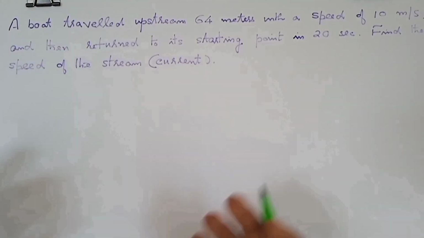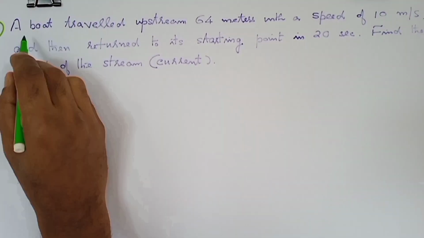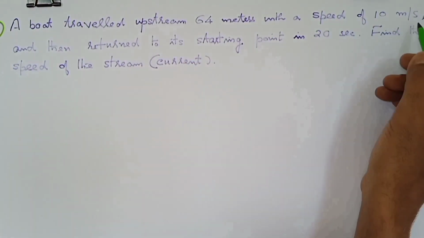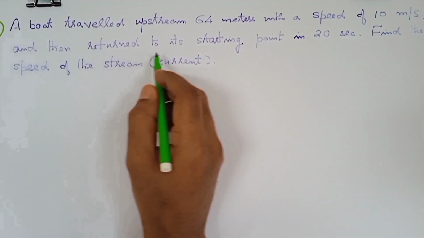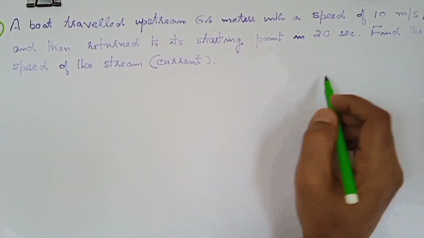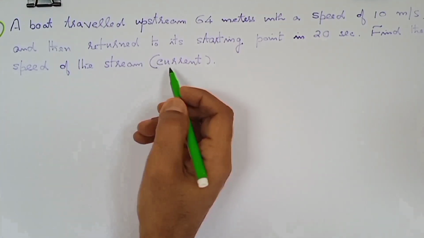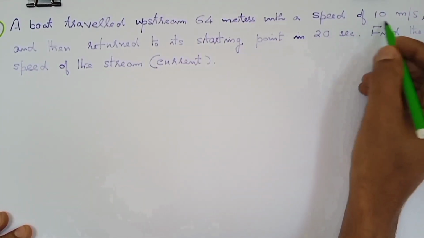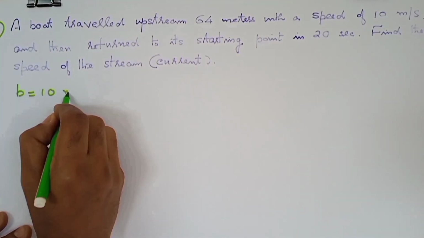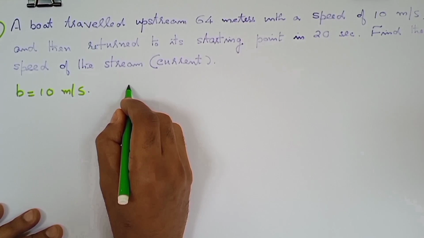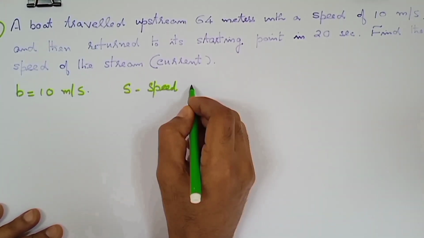This is a simple problem from boats and streams. A boat traveled upstream 64 meters with a speed of 10 meters per second and then returned to its starting point in 20 seconds. Find the speed of the stream or current. Here we know the speed of the boat in still water, that's given to be 10 meters per second. We don't know the speed of the stream. Let S be the speed of the stream.